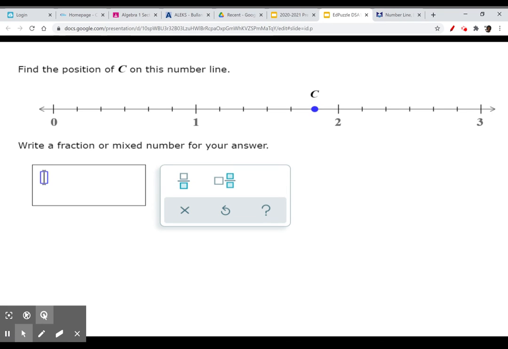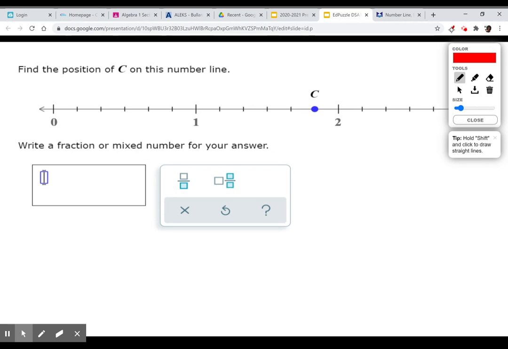Okay, next question. Write a fraction or a mixed number for your answer. So we're told to write a fraction or a mixed number. And I can see that C is plotted somewhere in between 1 and 2. If I'm making an estimate, I would say it's pretty close to 2. This value is much closer to 2 than it is to 1. But I don't know how many parts it's being broken up into. So let's actually see if we can model this out.